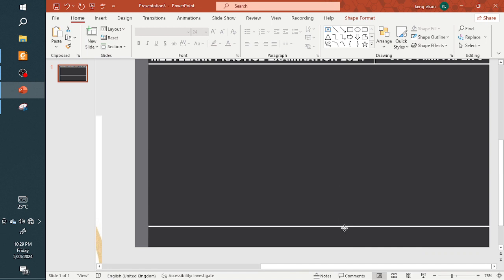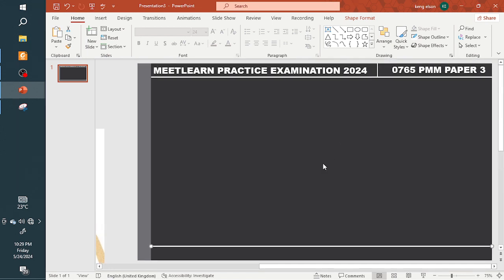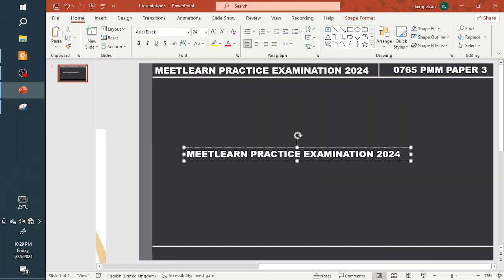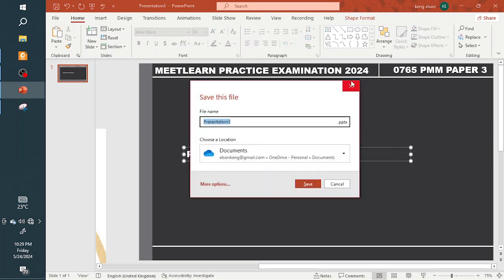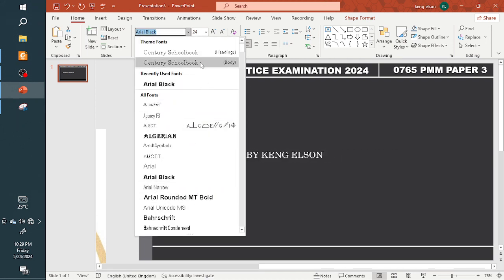Bring this line to the bottom here. Now copy this text again and paste, then write "Presented by" followed by your name. Presented by. Now after doing that, copy everything, change the font name to School Book.